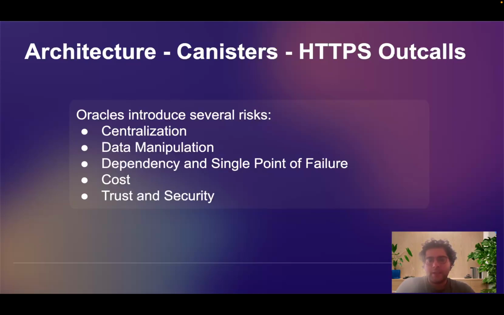So oracles on other blockchains introduce several risks, such as centralization and data manipulation, since there is an external party. Dependency and single point of failure, because the execution of our code depends on an outer source again. It can be costly because the data is written on another smart contract and there are transaction fees involved in this case. Trust and security, these are the several risks Oracle breaches introduce.